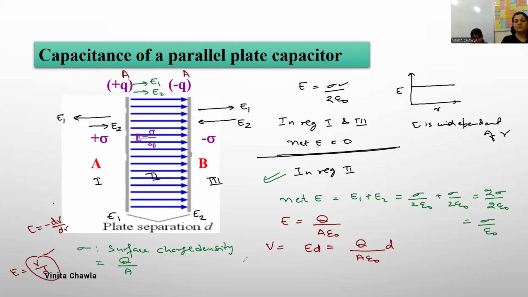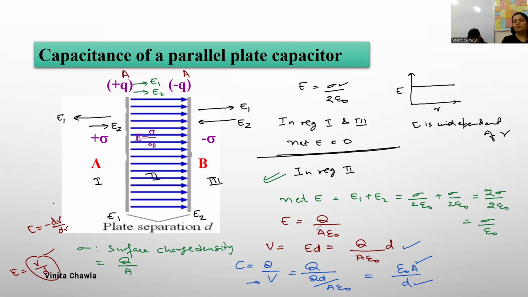Okay. Now C is Q upon V. Put the expression of V here in this formula. What will you get? Q upon QD divided by A epsilon naught. On solving this, you will get epsilon naught A by D, where A is area of each plate and D is distance between the plates.